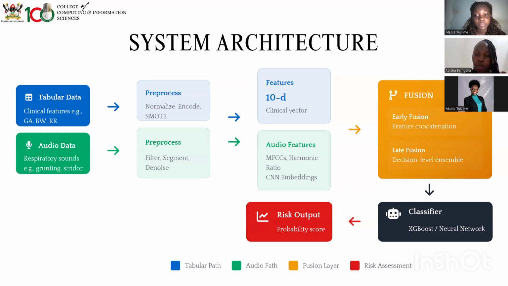Whereas with audio data, we are going to pre-process it through filtering, segmentation, and denoising to get audio features such as harmonic ratio and CNN embeddings. And with that, we are going to fuse the features from both types of data using early fusion and late fusion. With early fusion, we are going to look at feature concatenation. With late fusion, we look at decision level ensemble. After that, we are going to put them in a classifier using gradient boosting, specifically XGBoost. And from there, we shall look at the risk output based off the probability score.